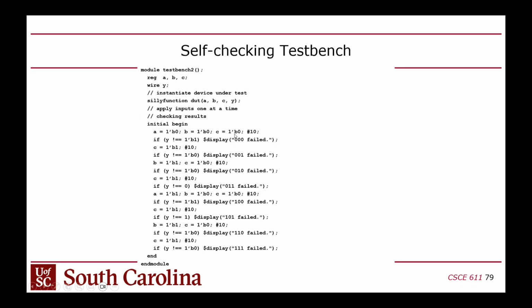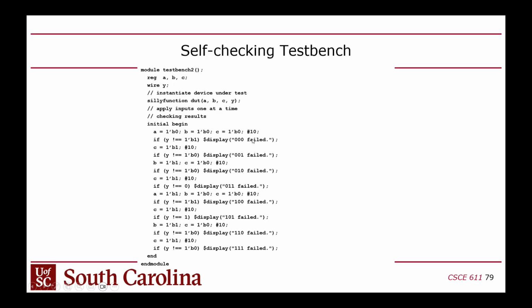So I'm setting A, B, and C, delaying for 10, and then I check to see if Y equals 1. Why 1? Because according to the Boolean logic, that's what it should be. The 1 is what I expect the output to be. And if it's not that, then there's this $display, and this will actually print a message.